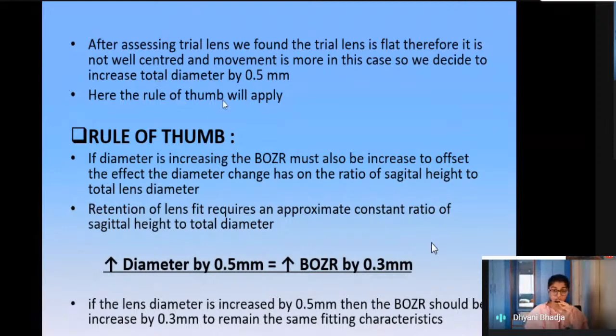Here the rule of thumb will apply. What is the rule of thumb? If the diameter is increased, the BOZR must also be increased to offset the effect, because the diameter change affects the ratio of sagittal height to lens diameter. It means if we increase total diameter by 0.5 mm, then we also have to increase BOZR by 0.3 mm to maintain the ratio between sagittal height and lens diameter. So increase diameter by 0.5 mm, increase BOZR by 0.3 mm.